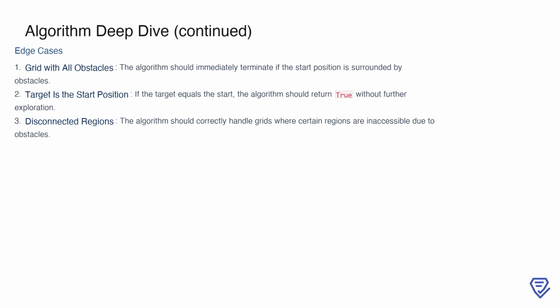Lastly, the algorithm must handle disconnected regions within the grid effectively. These are areas separated by obstacles that make them inaccessible. The algorithm should ensure it correctly identifies when the target is unreachable due to such disconnections. Addressing these edge cases ensures robustness and correctness across a wide range of inputs.